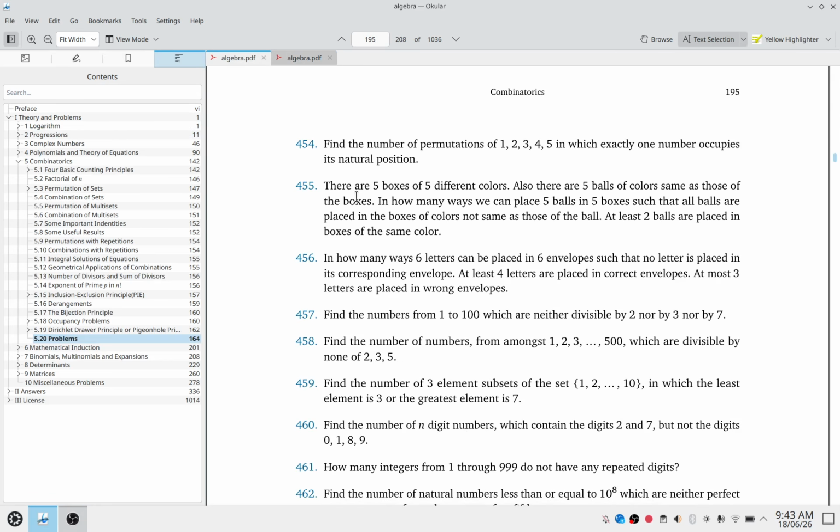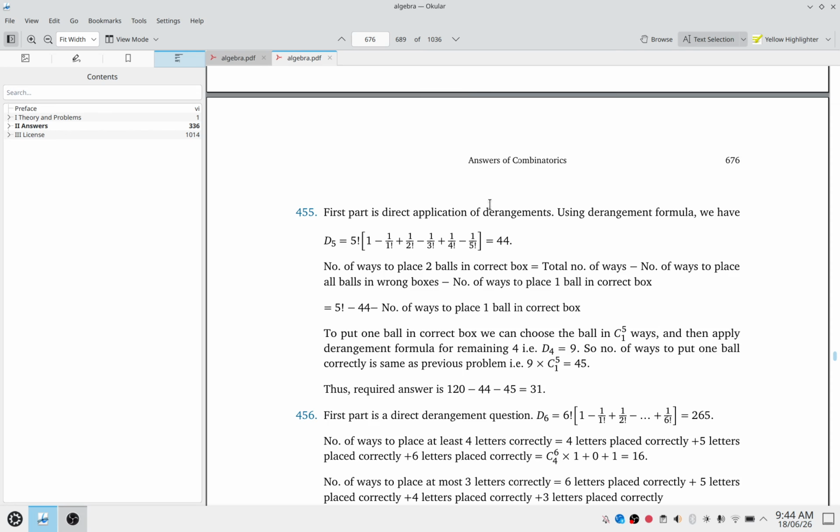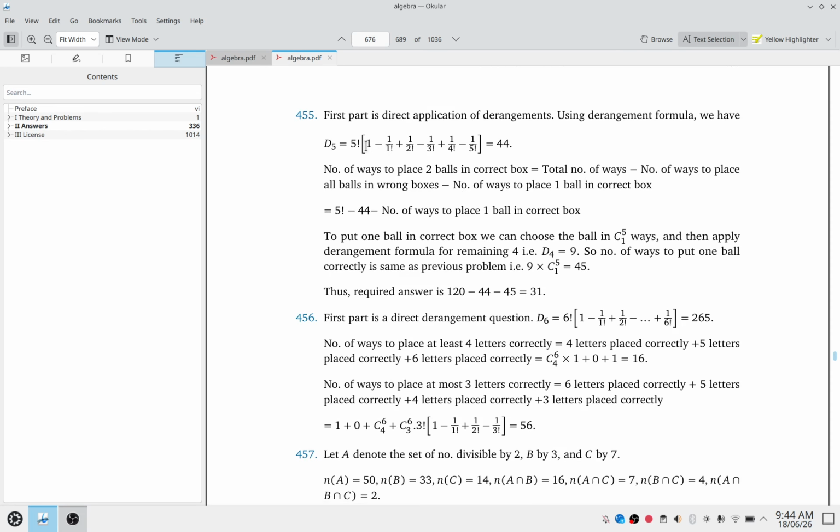Question 455 says that there are 5 boxes of 5 different colors. Also, there are 5 balls of color same as those of boxes. In how many ways can we place 5 balls in 5 boxes such that all balls are placed in boxes of color not same as those of the ball? At least 2 balls are placed in boxes of the same color. So first case is a direct case of derangement, that is D5, which is 44.